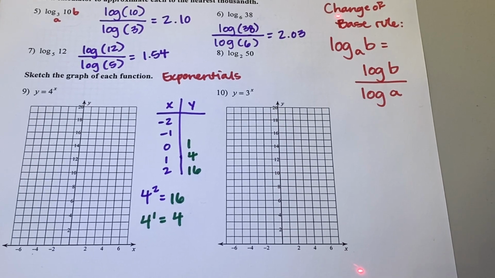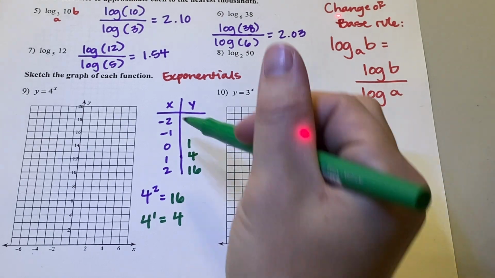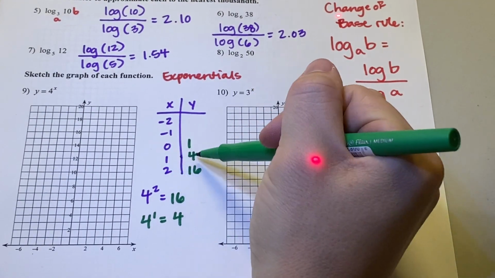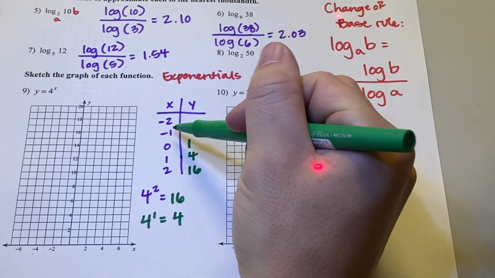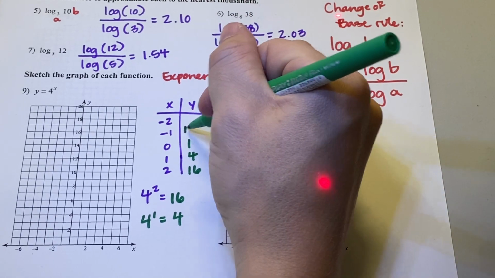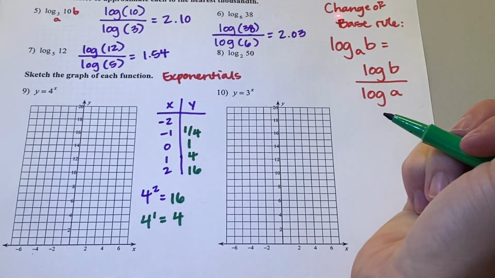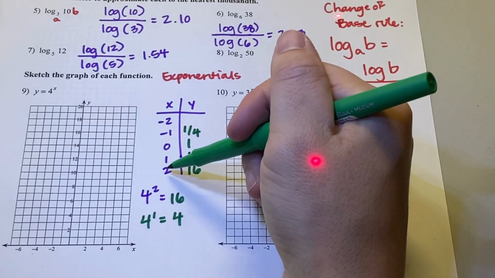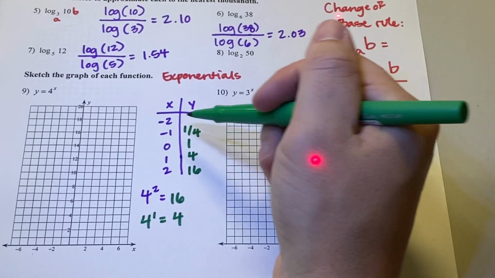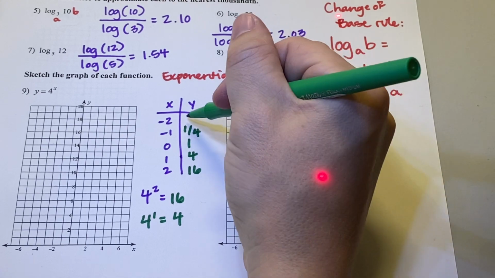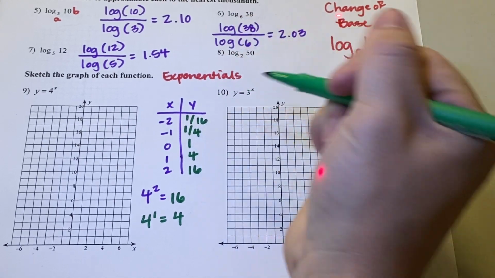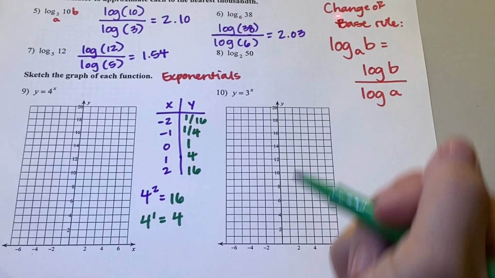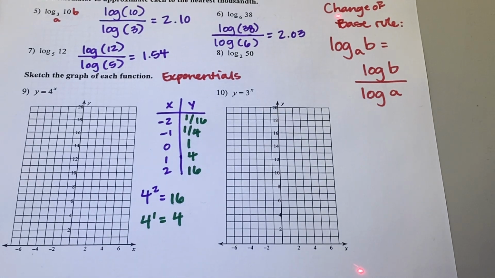Okay, what happens when we have a negative exponent, you guys? It flips it over, right? So instead of positive 1 being 4 over 1, for negative 1, it is 1 over 4. And instead of positive 2 being 16 over 1, negative 2 is 1 over 16. Got it.